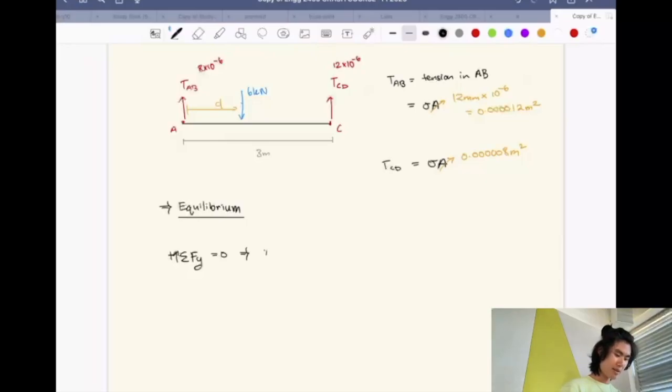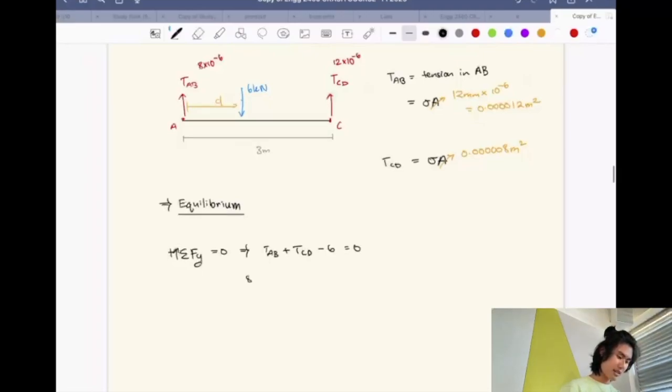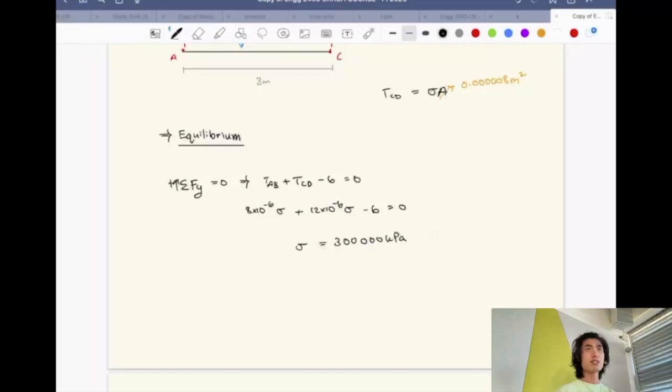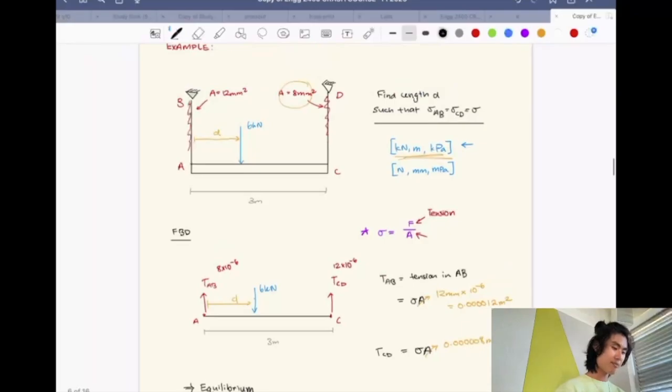And you'll get TAB plus TCD minus 6 is equal to 0. And you arrive at 10 times 10 negative 6 sigma plus 12 times 10 negative 6 sigma minus 6 equal to 0. And then sigma ends up equaling around this kPa. So that's how stress is distributed among a beam, pretty much. It's kind of a more tension example, but this example just shows you how force is converted into stress.